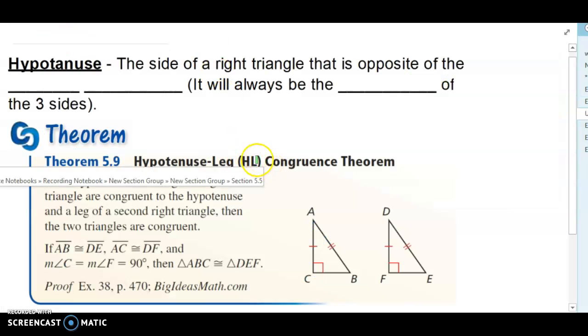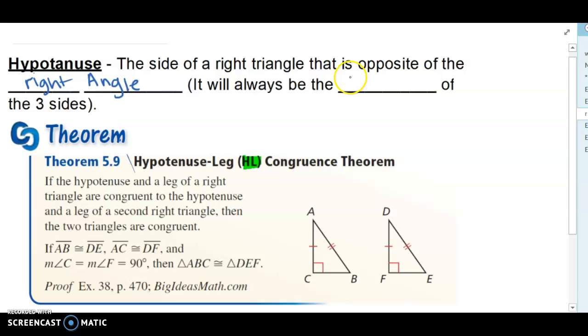Alright, we're going to talk about another theorem. It's the hypotenuse leg theorem. But before we do that, we need to define what a hypotenuse is. Okay, so the hypotenuse is the side of a right triangle that is opposite of the right angle, and it will always be the longest of the three sides.